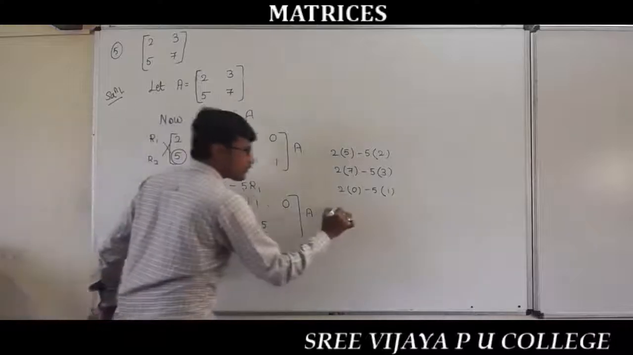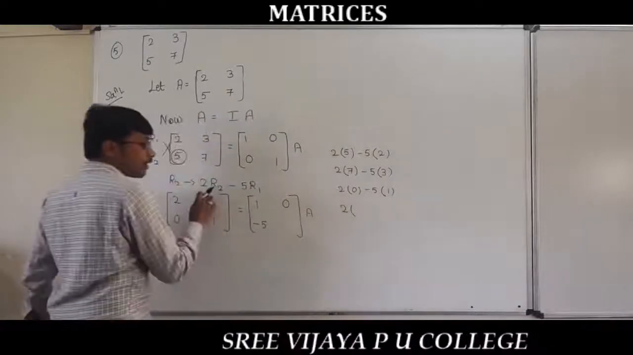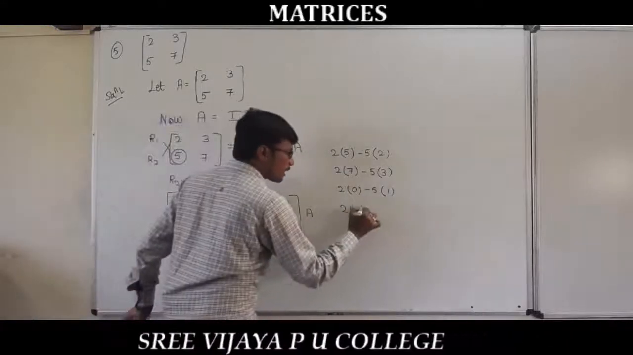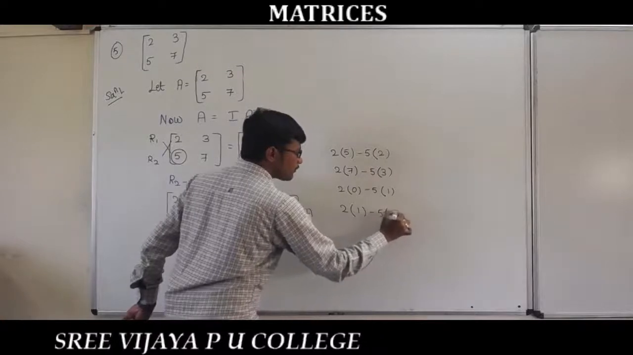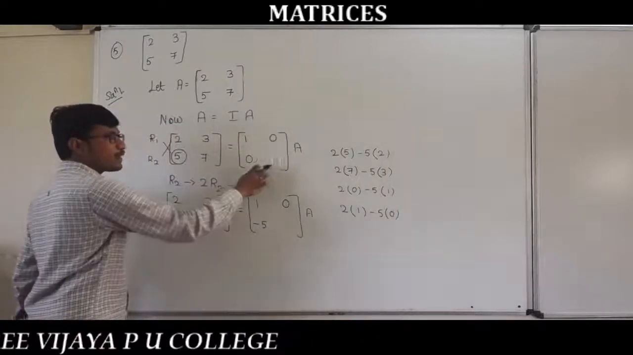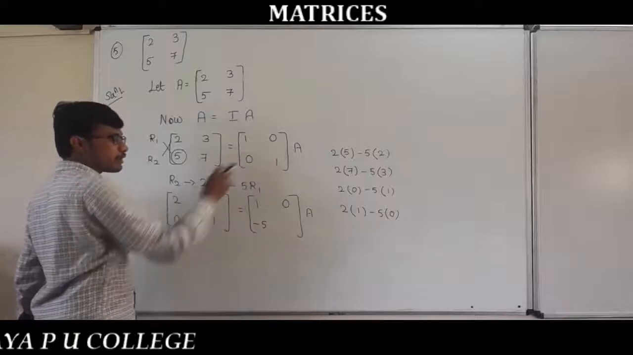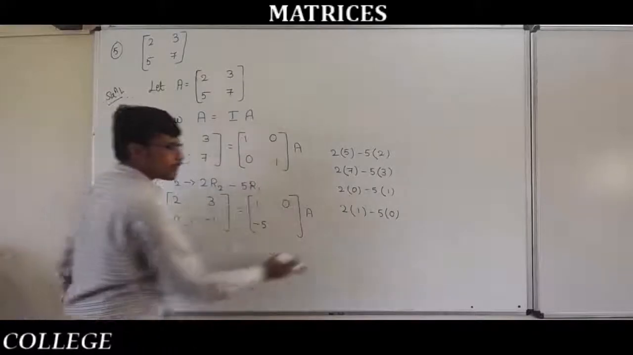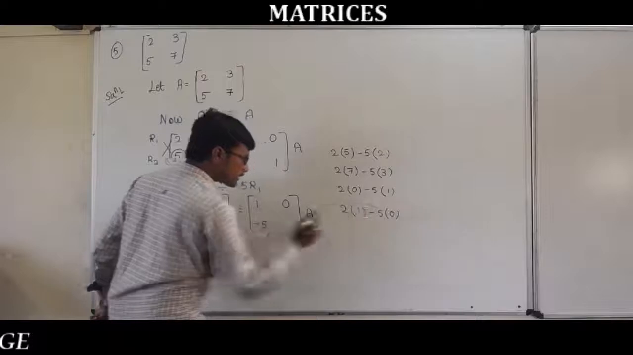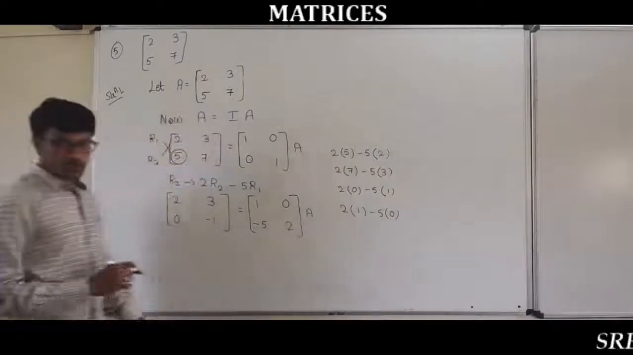Next, 2 times again R2. R2 is 1 minus 5 times R1 is 0. 2 times R2 minus 5 times R1: 2 times 1 minus 5 times 0. 2 into 1 is 2, 5 into 0 is 0. 2 minus 0 is obviously 2. You get 2, 1.